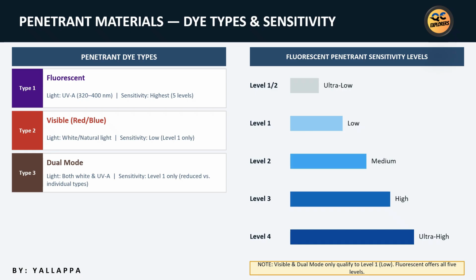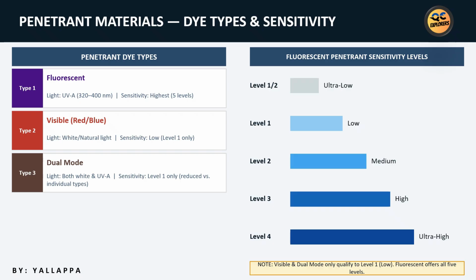Now let's discuss penetrant materials, dye types, and sensitivity levels. This is another very important exam topic. There are mainly 3 penetrant types used in PT. Type 1, fluorescent penetrant. Type 2, visible dye penetrant. And Type 3, dual mode penetrant. Now let's understand them one by one.